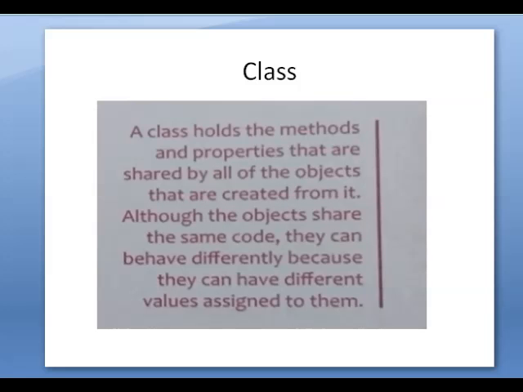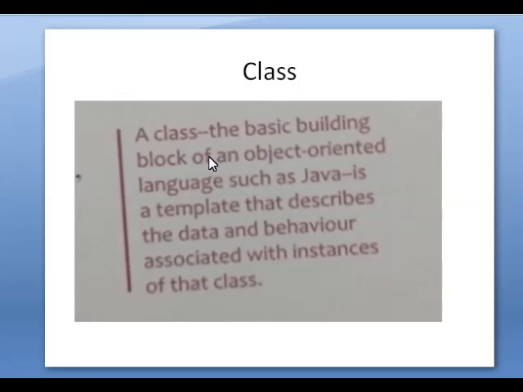Next, a class holds the methods and properties that are shared by all the objects that are created from it. Although the objects share the same code, they can behave differently because they have different values assigned to them. A class is the basic building block of an object-oriented programming language such as Java.